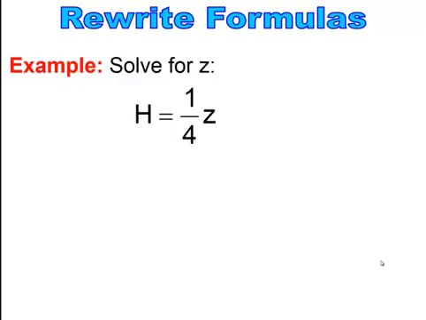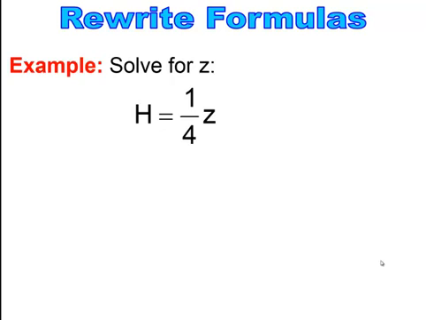So here's an example. It's asking us to solve for z. What that means is I want to have z by itself. You notice in this formula we have capital H equals 1/4 z. Another key note here: when the formula has an uppercase letter, you need to make sure that the new formula also has an uppercase letter. So we don't want to have a lowercase h in our new formula. It must be uppercase H.